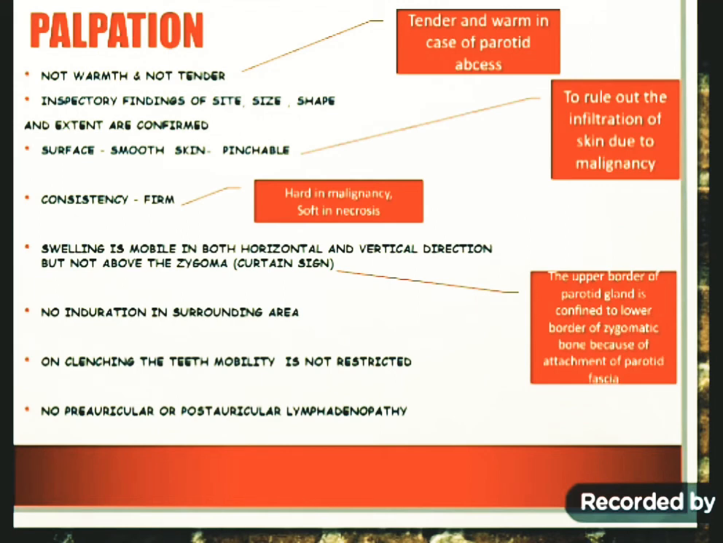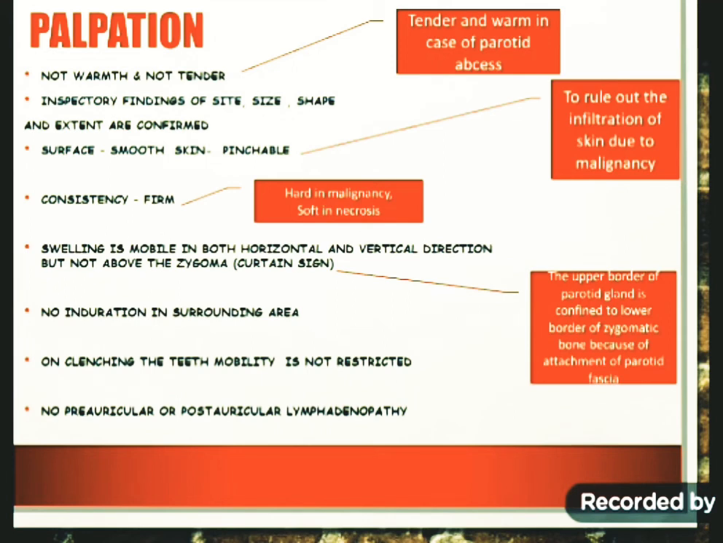Okay, this is the curtain sign. You know that the lower border of the zygomatic bone is attached to the parotid fascia, so the swelling cannot go above that limit. That is what the curtain sign is. Then, no induration, no clenching of the teeth. On clenching of the teeth, mobility is not restricted.